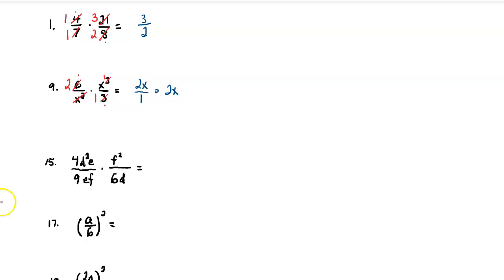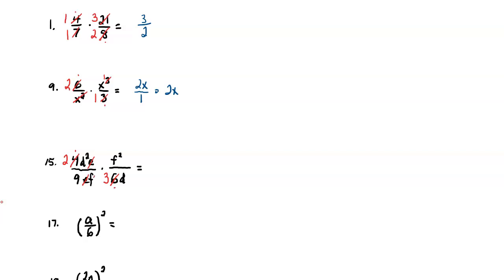Number 15. There's a 4 in the top and a 6 in the bottom. They both divide by 2. 4 divided by 2 makes 2, and 6 divided by 2 makes a 3. You can't reduce the 9 with anything. There's no number in the numerator that has a GCF in common with the 9. Now the variables. There's a letter E in the bottom, which can cancel the letter E in the top.